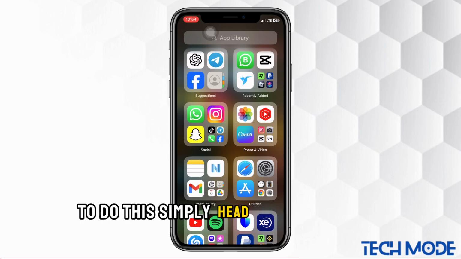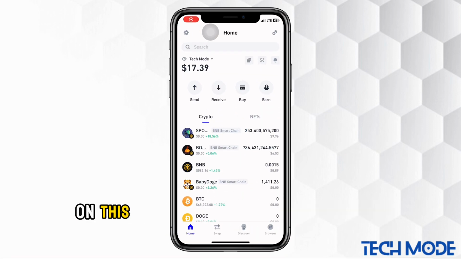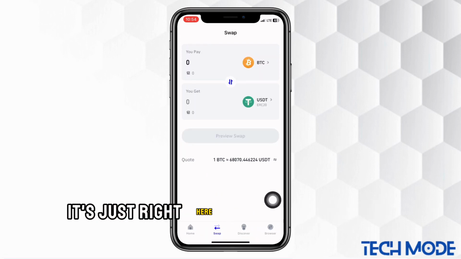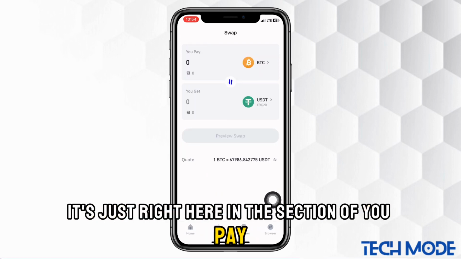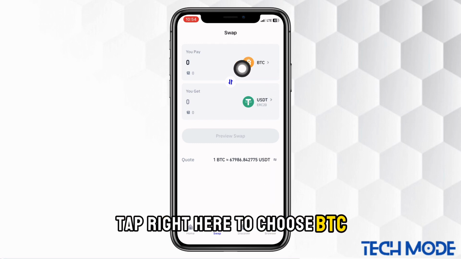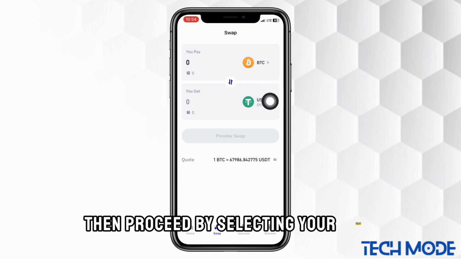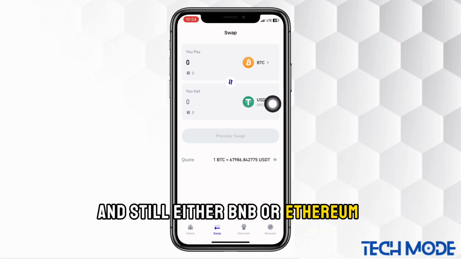To do this, simply head into your Trust Wallet account. On this page, you will have to tap right here on Swap. It's just right here. In the section of You Pay, tap right here to choose BTC in either BNB or Ethereum blockchain. Then proceed by selecting your USDT in still either BNB or Ethereum blockchain.